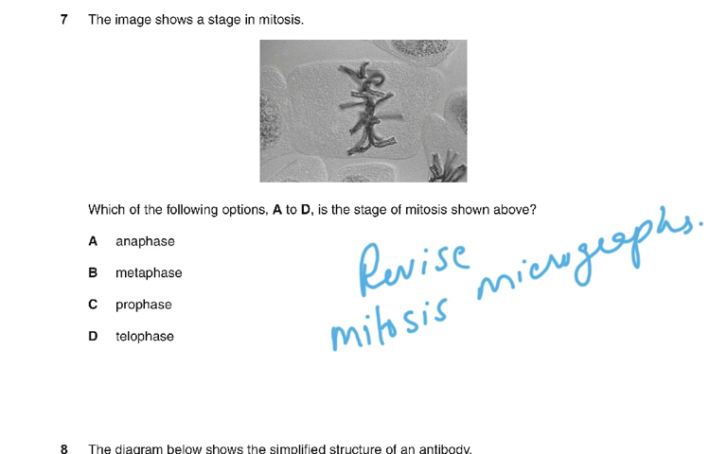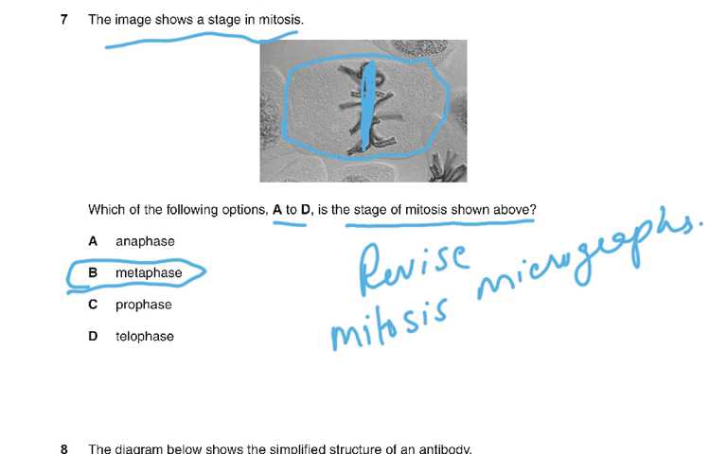The image shows the stage in mitosis. Which of the following options A to D is the stage of mitosis shown above? Very easy question. You see, this is a cell. You can see this is the boundary of the cell, and this is right in the middle: metaphase. Now, please revise mitosis micrographs. You must have a look at the micrograph. Just Google it and search for it: mitosis micrograph with stages labeled. So have a look at that so that you don't make a mistake in that.